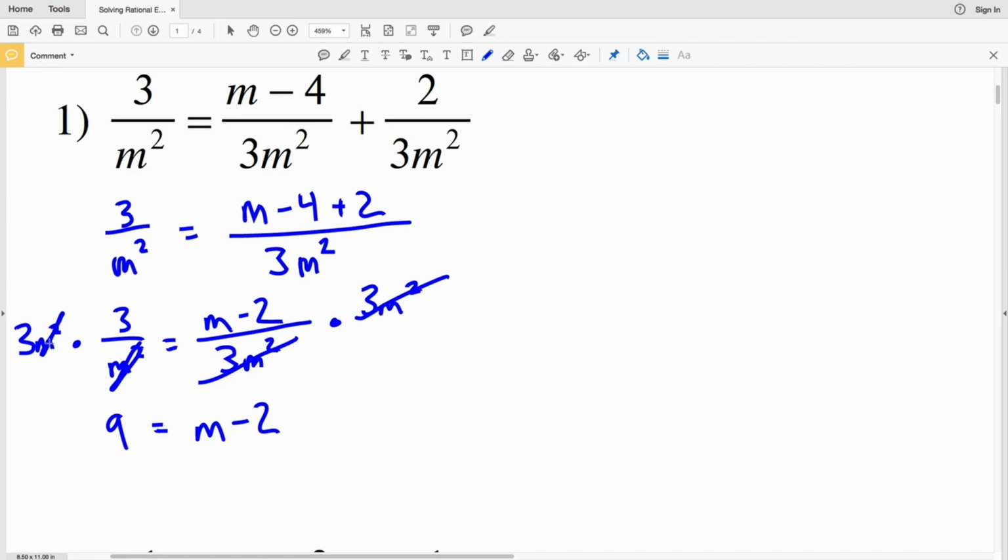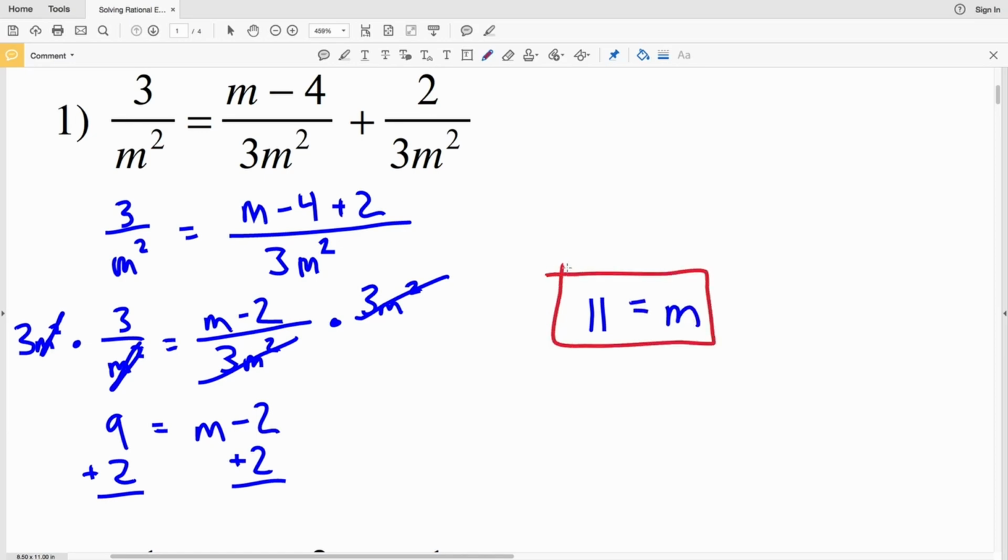And then on the left-hand side, 3m squared times 3 over m squared, the m squared over m squared becomes 1, since any value or quantity divided by itself is 1, so then we have 1 times 3 times 3, which equals 9. Now, in order to isolate the m, all we have to do is add 2 to both sides. When we do that, we'll get that 11 is equal to m. So 11 is our answer for number 1.